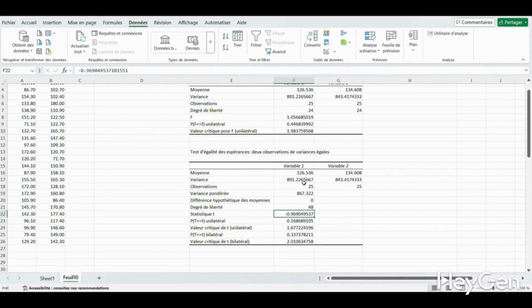Here, the obtained p-value is greater than 0.05, so we cannot conclude that there is a significant difference. If the absolute value of the test statistic is greater than the critical value, we reject the null hypothesis. Here, the test statistic is between -2.01 and 2.01, which means that the null hypothesis is not rejected.